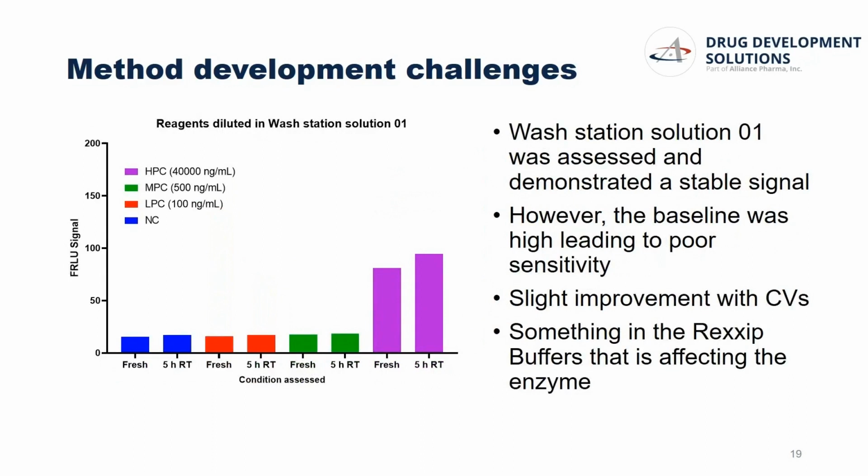Because of that, given that the buffers were the root cause, we went back to the simplest buffer that comes from Gyrolab, which is wash solution one. With wash solution one, we actually saw an increase in baseline, which led to poor sensitivity, but it was clear that the increase in signal also improved the CVs. This was very good data because it clearly demonstrated that the issue was with whatever was in the Rexip buffers that was causing issues with the enzyme, and that helped us in optimizing other buffers that we could use.